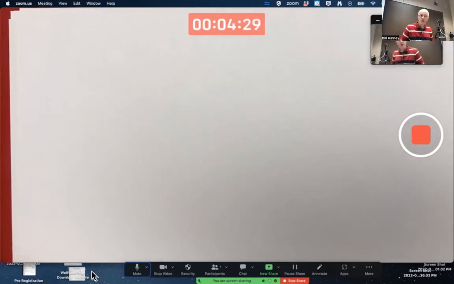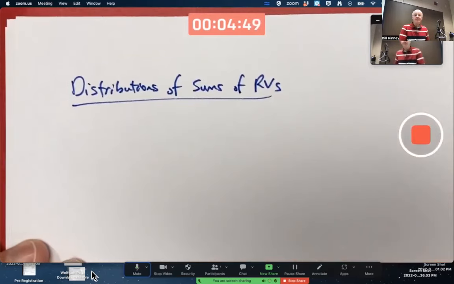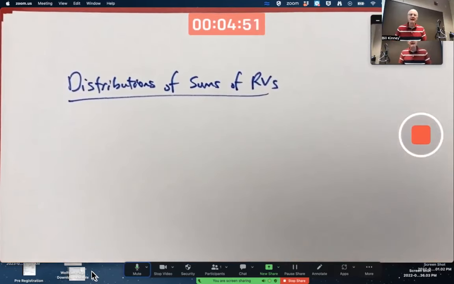What we want to do for a good chunk of time today is explore distributions of sums of random variables. In other words, I've got two random variables, say. Let's keep it simple, at two random variables, x and y. And I add them. What kind of random variable do I get?